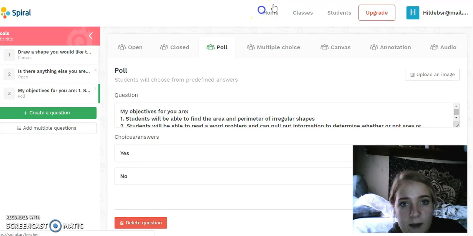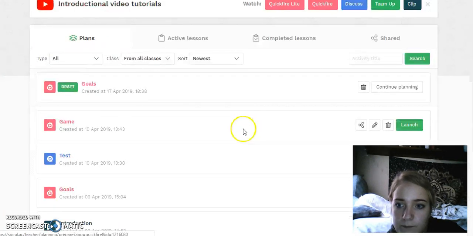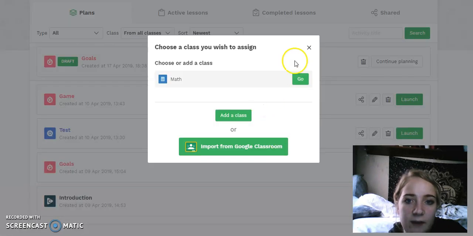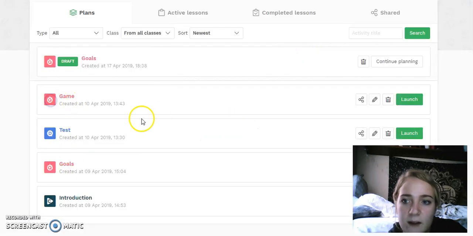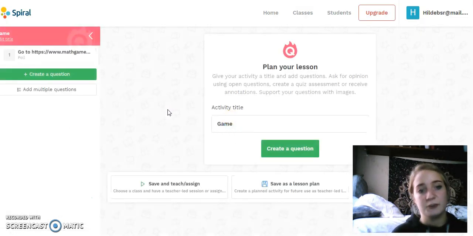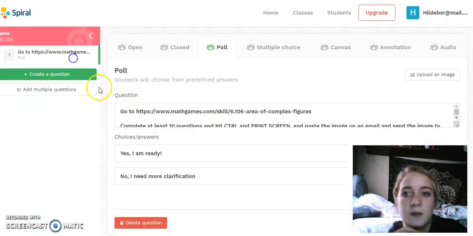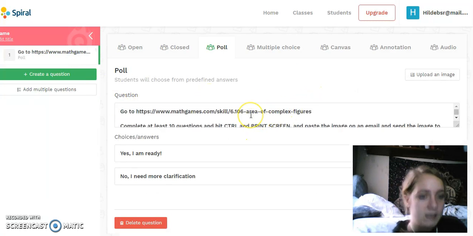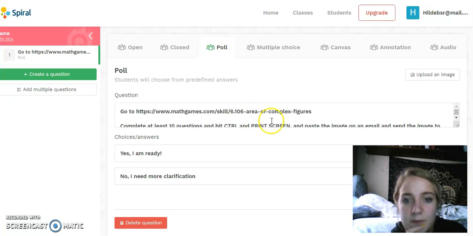So the next step is actually a game. There aren't any games you can search for on Spiral directly. However, I was able to just copy and paste the link and give them instructions within Spiral, but it links them to another website, something you can do in a lot of learning management systems.